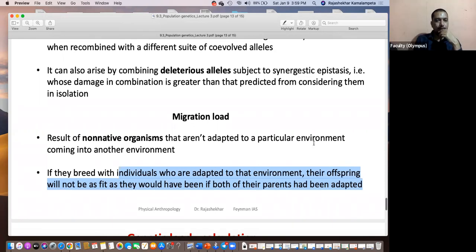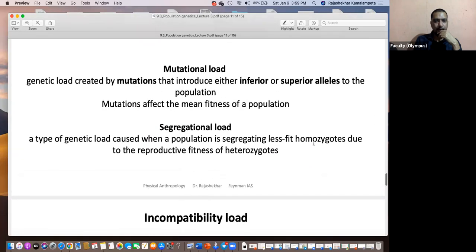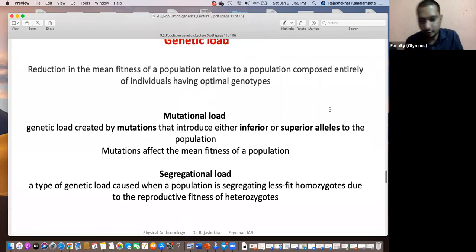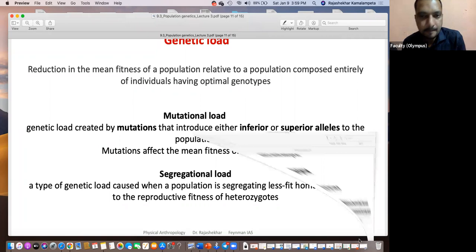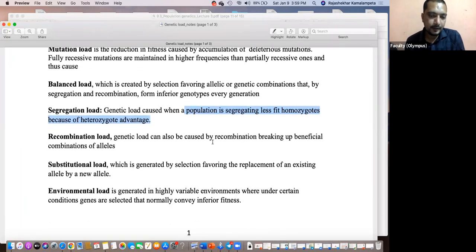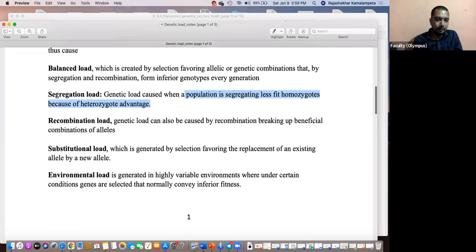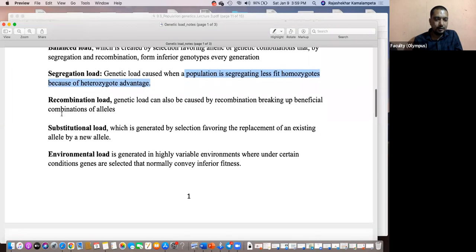Okay, so migrational load, recombinational load, and segregational load, mutational load we talked about. Few more loads. You don't have to explain all of them in the exam, depending on the demand of the question. Few of these types, the remaining you can mention. Most importantly, mutational load, segregational, recombinational load you can talk about.